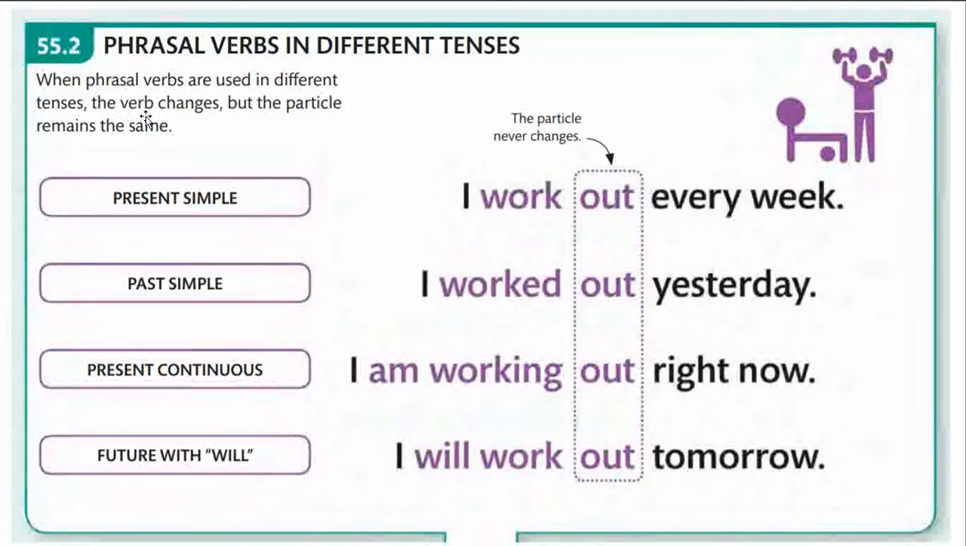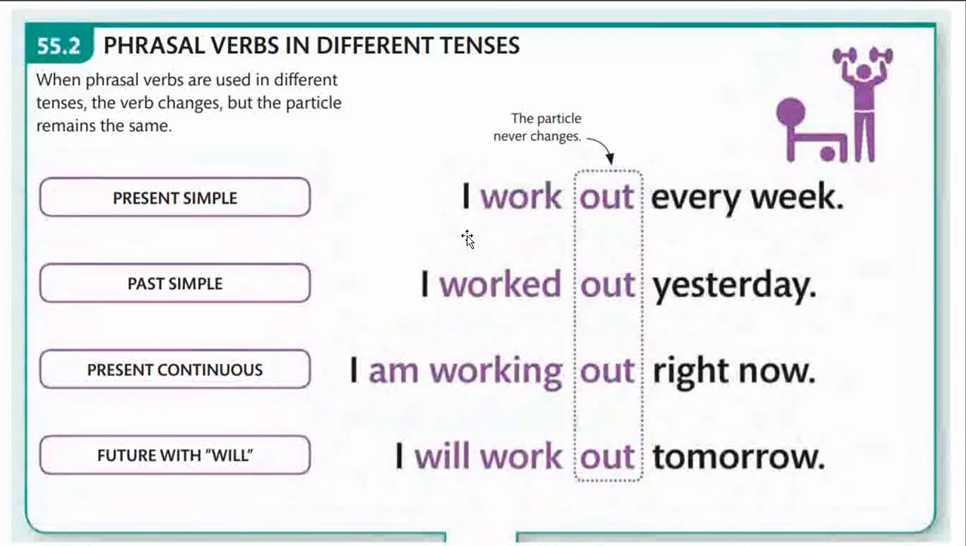The next pointer that we have is phrasal verbs in different tenses. Now we have learned so far that only the verb will change its forms. The particle will not change its form at all. Now let us see how they act when they become a part of the tenses. When phrasal verbs are used in different tenses, the verb changes but the particle remains the same. So that means the rule is more or less the same that we had seen previously.